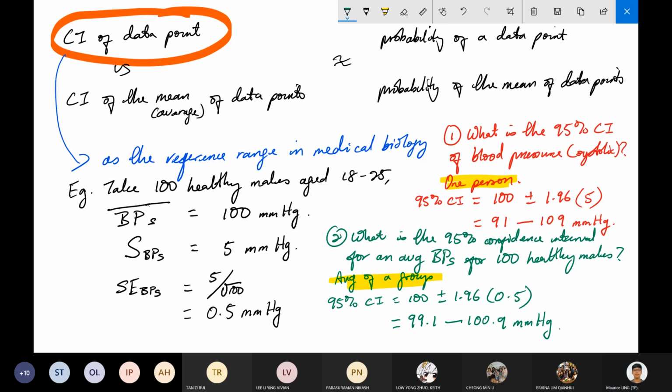Okay. So please keep this concept in mind. For the red color question, you're talking about one person; for the green color question, you're talking about the average of a group. Okay, so these are very important concepts. Please do not mess up.